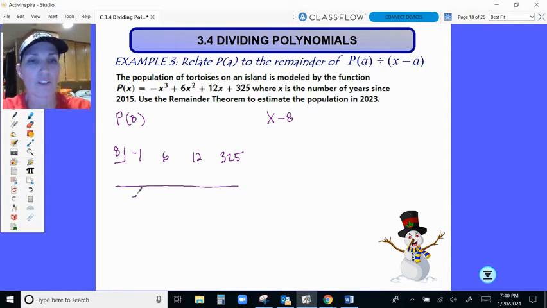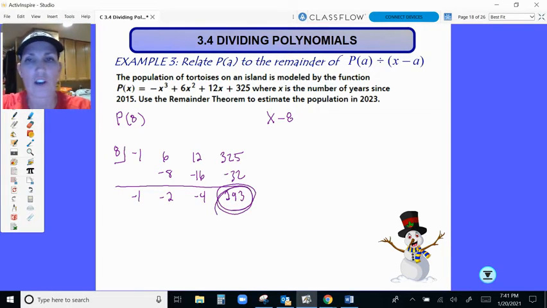So I bring down my -1. 8 times -1 is -8. And that's a -2. 8 times -2 is -16. And that is -4. 8 times -4 is -32. And that gives us 293. So my population after 8 years is going to leave us with 293 tortoises after 8 years.